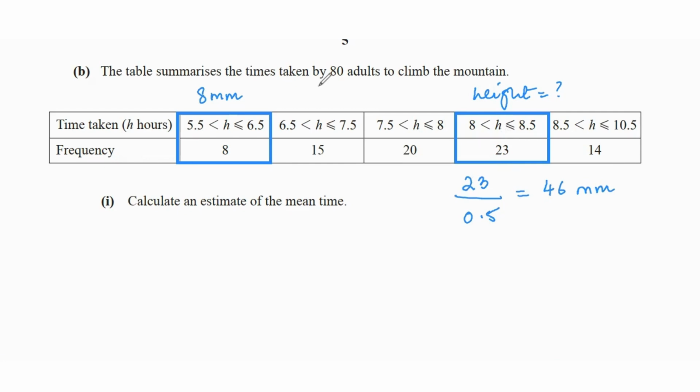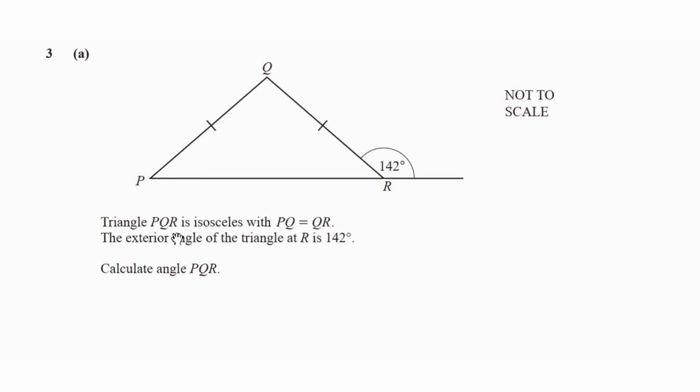Question 3 says triangle PQR is isosceles with PQ equals QR. The exterior angle of the triangle at R is 142 degrees. Calculate angle PQR. So PQR is basically this one. This is what we have to calculate.